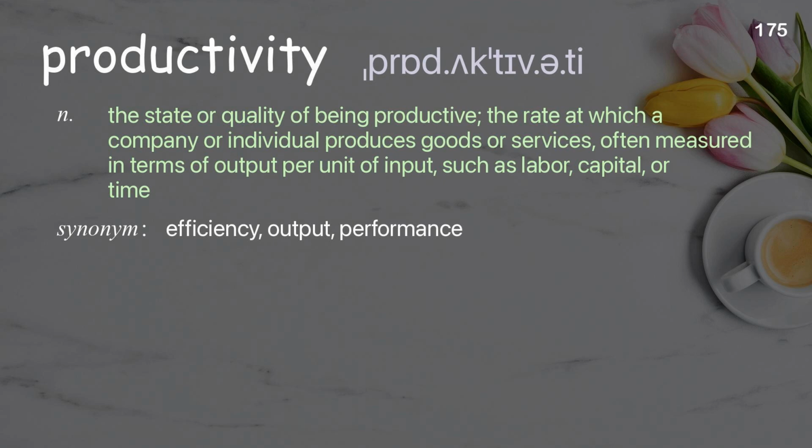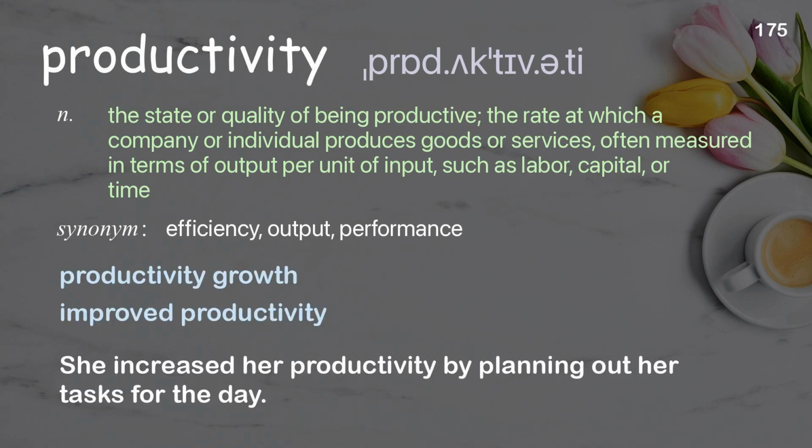Productivity. The state or quality of being productive, the rate at which a company or individual produces goods or services, often measured in terms of output per unit of input, such as labor, capital, or time. Examples: productivity growth, improved productivity. She increased her productivity by planning out her tasks for the day.